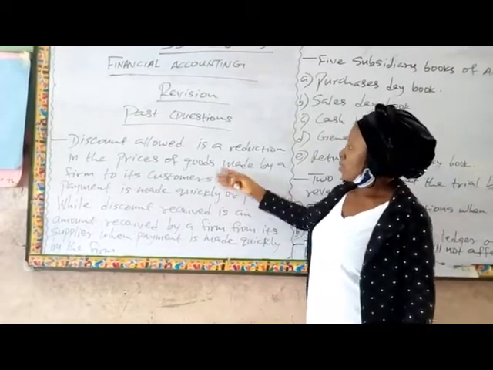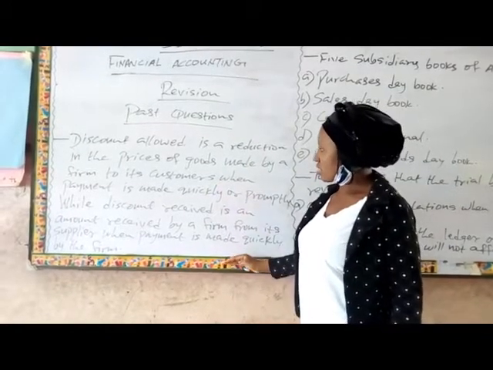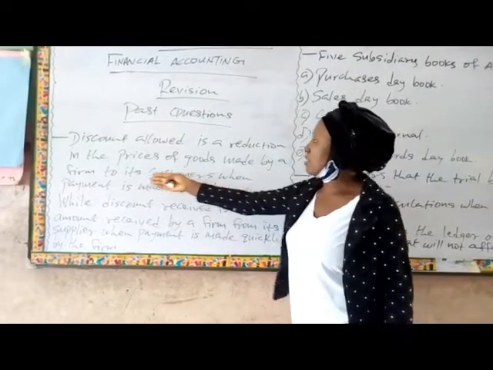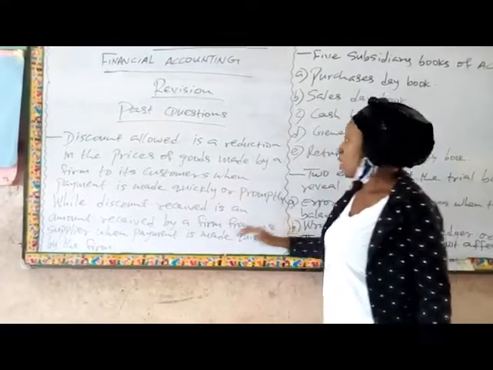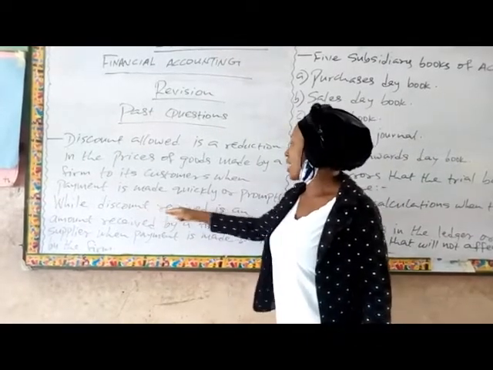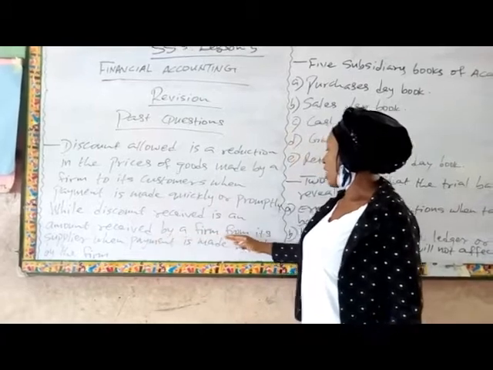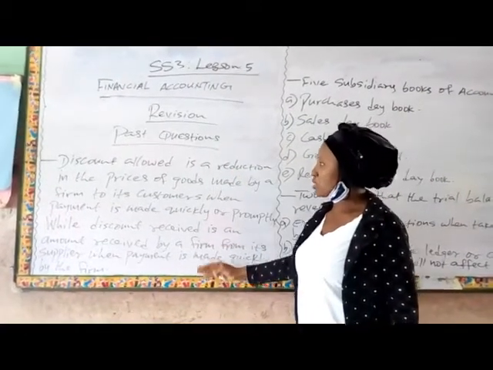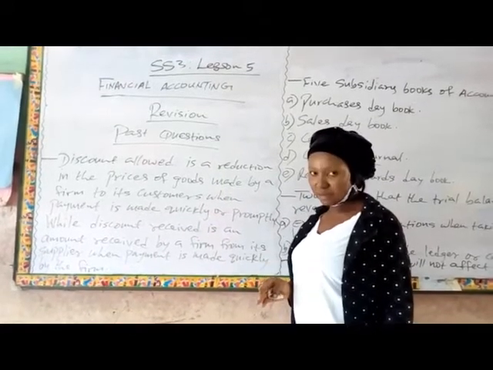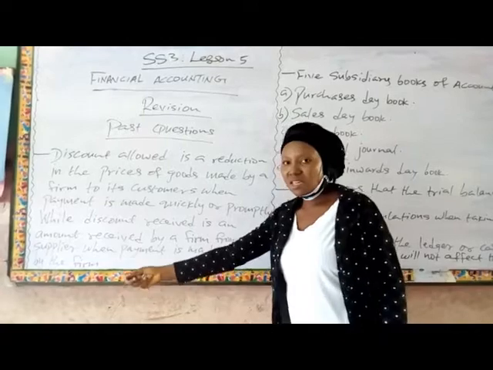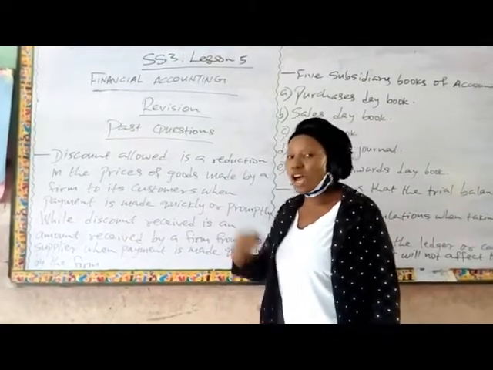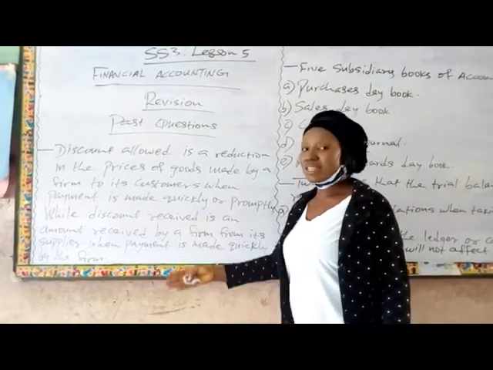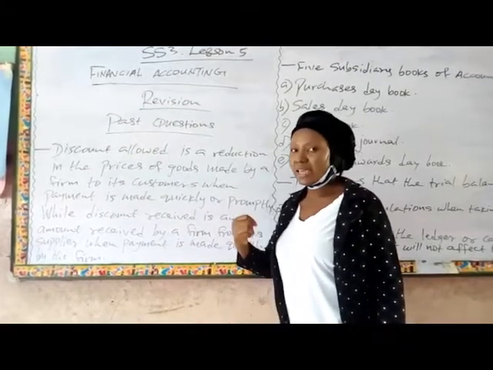Now, let me summarize discount allowed and discount received for you. Discount allowed is a reduction in the price of goods made by a firm to its customer when payment is made quickly or promptly. Discount received is an amount received by a firm from its supplier when payment is made quickly by the firm. Now you see the difference between the two. Discount allowed is when you allow a certain amount of money, a reduction, to a buyer. Discount received is when you receive it from your supplier or your seller.